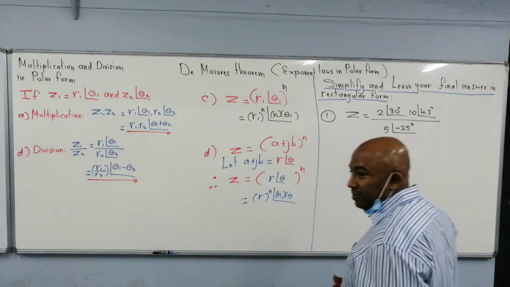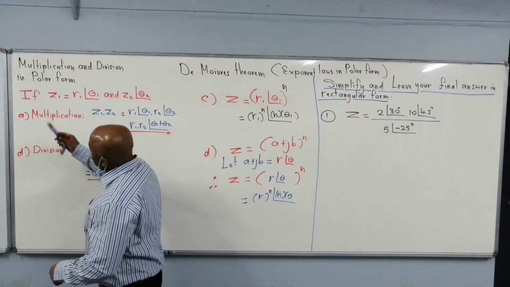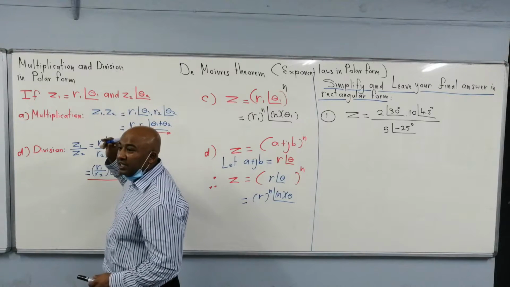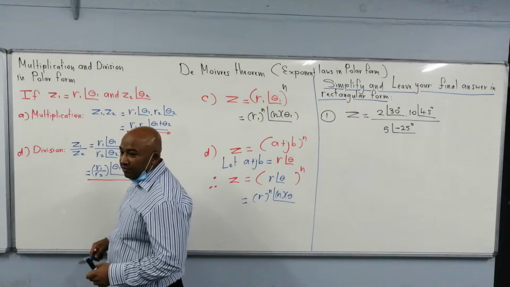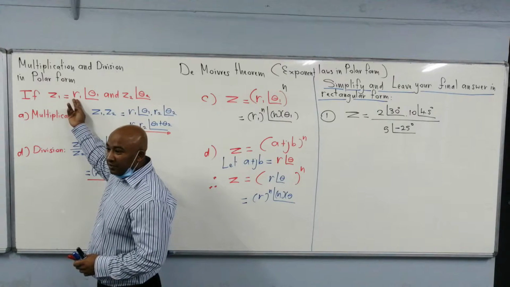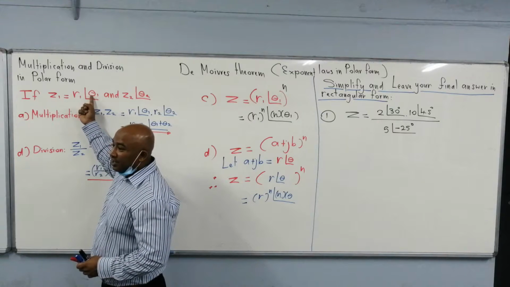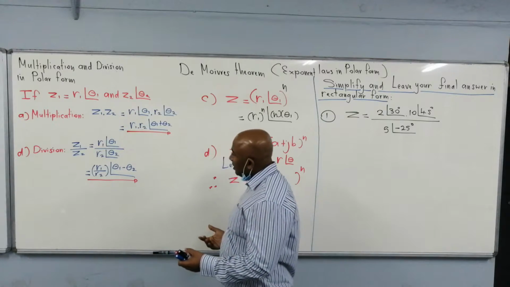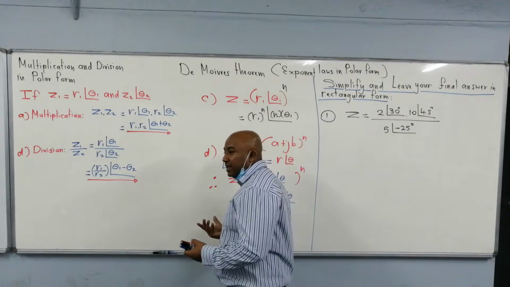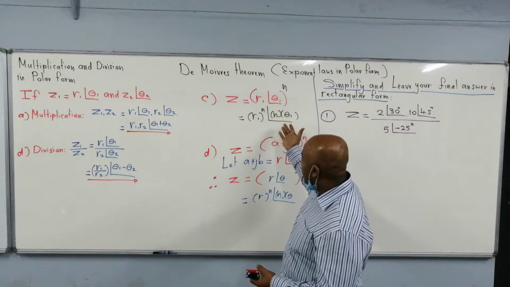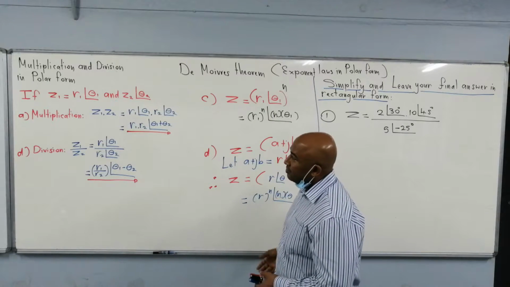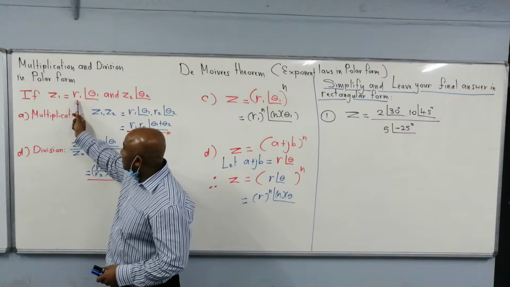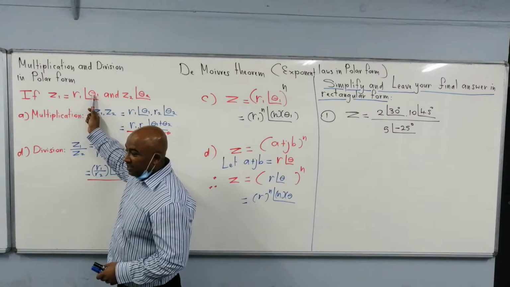Alright, so now something new, a new rule to learn. So that was powers of j. Now we're dealing with multiplication and division in polar form. Polar form is when you have your r, which is your modulus, and your argument, your angle, which is theta. So now, the rules for multiplication, division, and then exponents. So here are two complex numbers in polar form. I've got z1 equal to r1, you've got your angle theta 1.